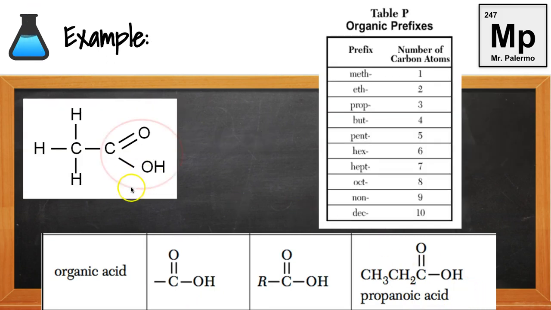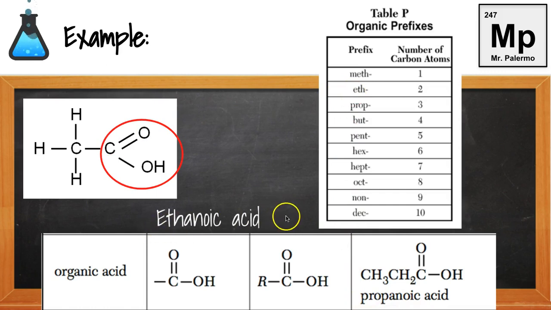So looking at an example, when we locate this functional group, C double bond OOH, we know it's an organic acid. We count up the carbons, 1, 2 carbons. 2 carbons is eth. So instead of propanoic acid, we have ethanoic acid.